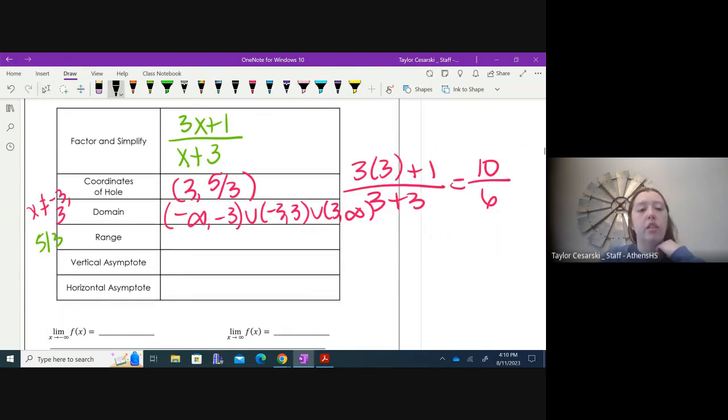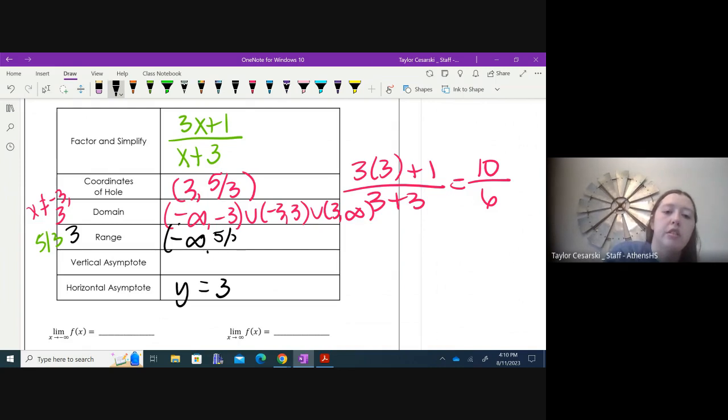The degree of the numerator and the denominator are the same, so I'm going to divide the leading coefficients and I get y equals 3. So that means that y also cannot equal 3. We've got to think about what's bigger here. Okay, so 5/3 is less than 3, so that's going to be the place I have to stop first.